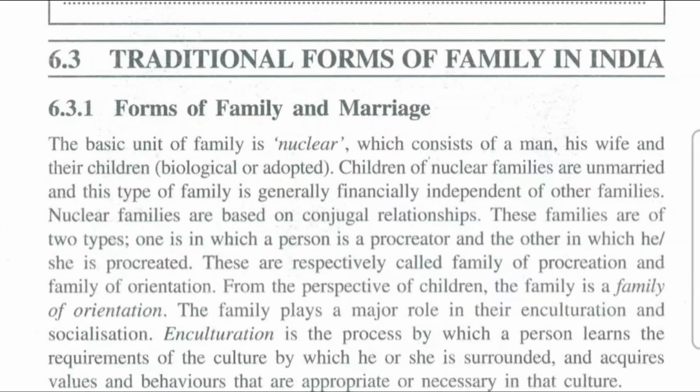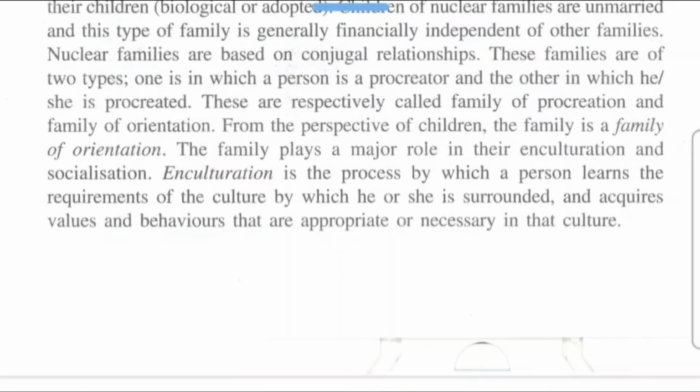Nuclear families are based on conjugal relationships. These families are of two types. One is in which a person is a procreator, and the other in which he is procreated. These are respectively called family of procreation and family of orientation. From the perspective of children, the family is a family of orientation. The family plays a major role in their enculturation and socialization.